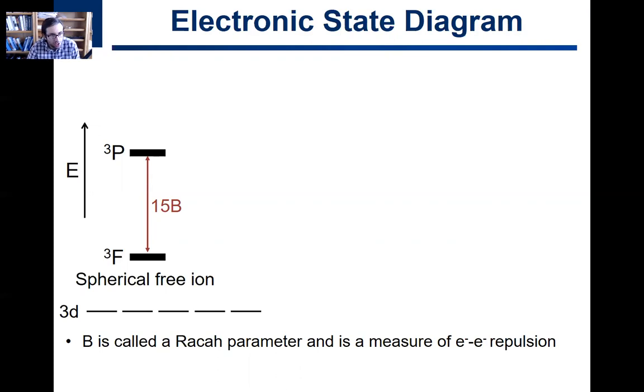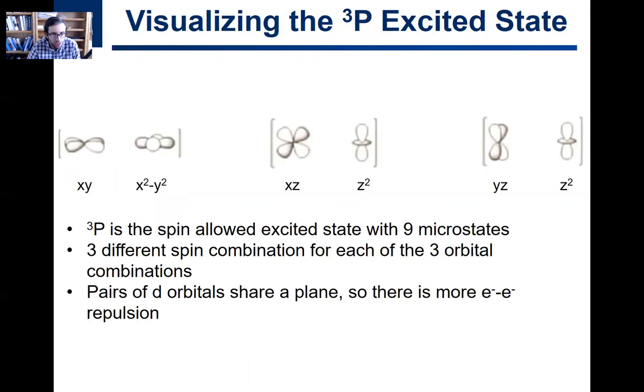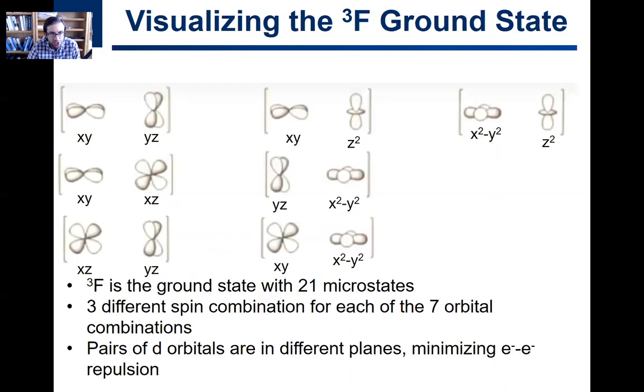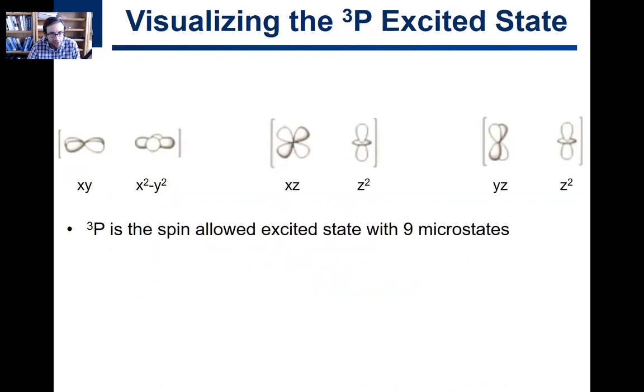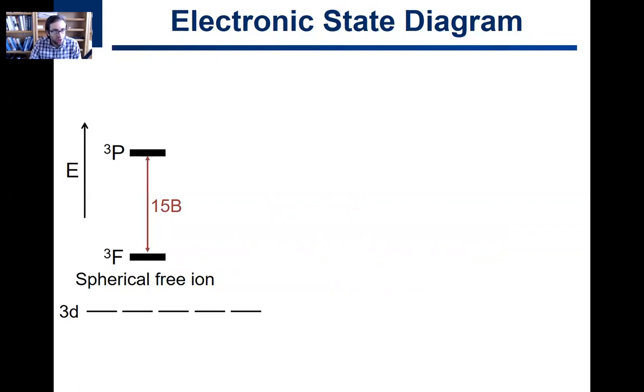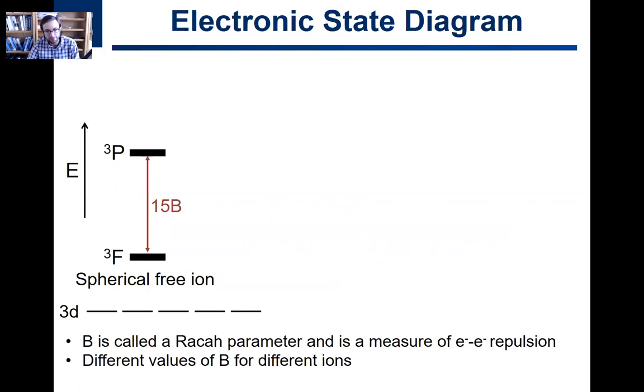Why are we putting it in terms of electron repulsion? Because remember, that's what distinguishes the triplet F and the triplet P, is that added electron repulsion from the triplet P being in the same plane, those orbitals being in the same plane. So we're going to call this 15 times B, and B is a Racah parameter.